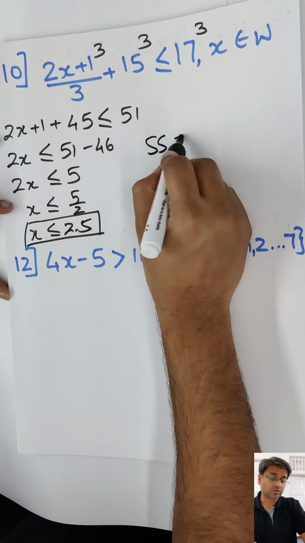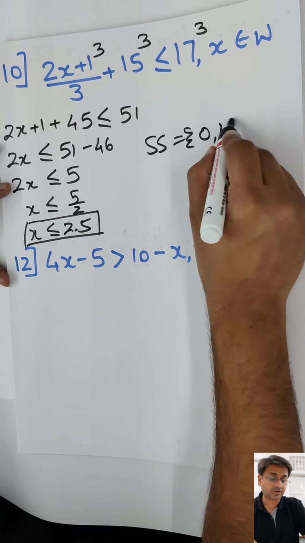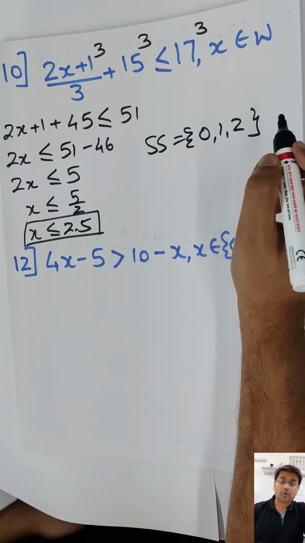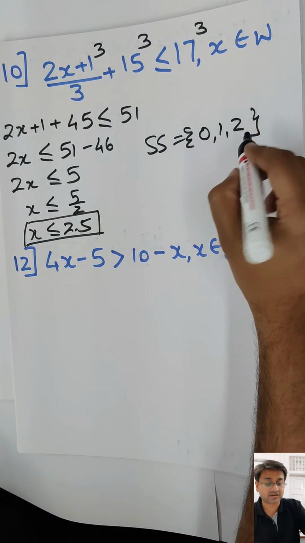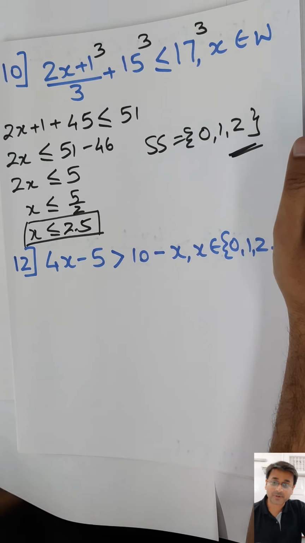Now x belongs to whole numbers and x is smaller than this. So it starts from 0, 1, 2. I can't go more than 2.5, so I'll have to rest it here only. Got it? Are you enjoying it? Happy to hear that. Come on.